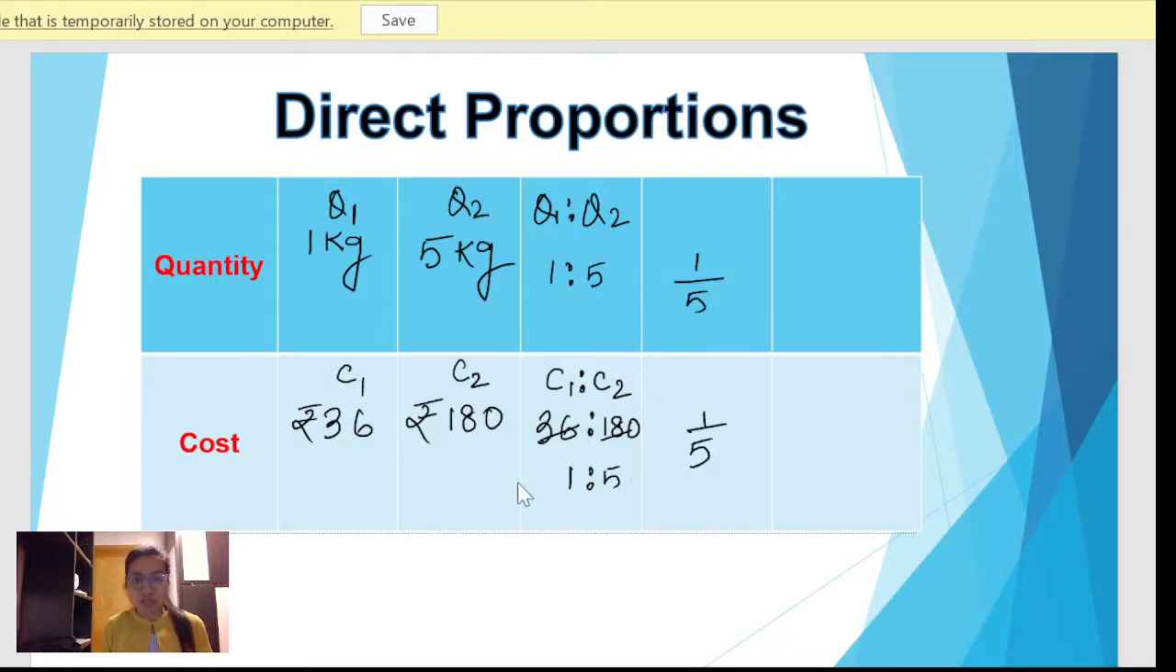So what can we say? We can conclude Q1 by Q2 is the same as C1 by C2 for direct proportion. This concept we'll use in our problem.